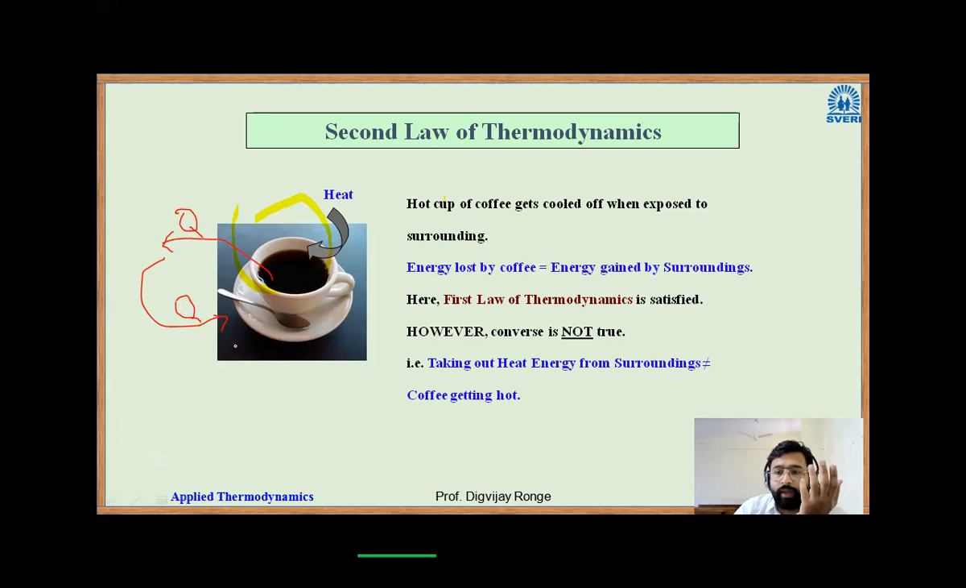Okay. The other way is, you again start the stove, you put the tea on it again, and your tea will get hot. But this is different energy. This is, let us say, Q2. This is new energy, or this is different energy we are supplying. But whatever heat was lost by the cup of tea, we cannot supply it back to the cup of tea from the surrounding.